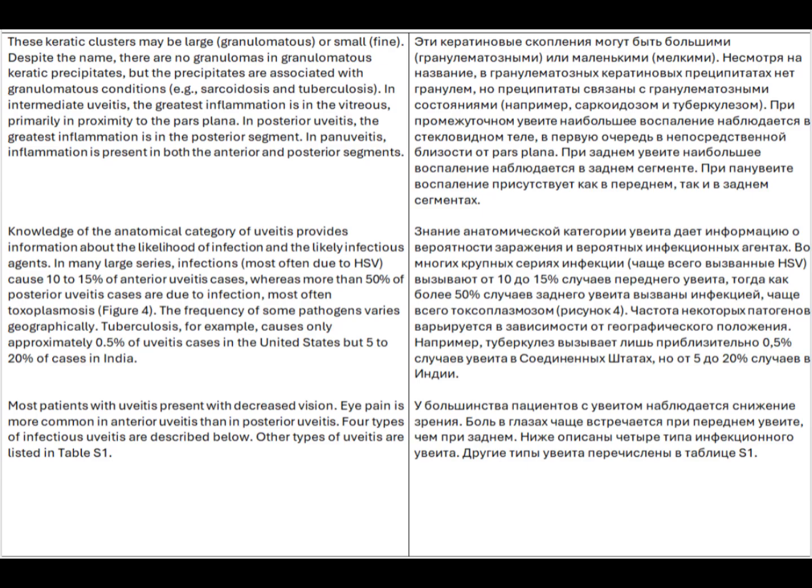The frequency of some pathogens varies geographically. Tuberculosis, for example, causes only approximately 0.5% of uveitis cases in the United States, but 5 to 20% of cases in India. Most patients with uveitis present with decreased vision. Eye pain is more common in anterior uveitis than in posterior uveitis. Four types of infectious uveitis are described below. Other types of uveitis are listed in Table S1.